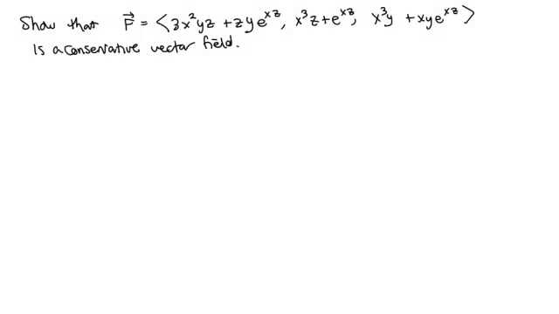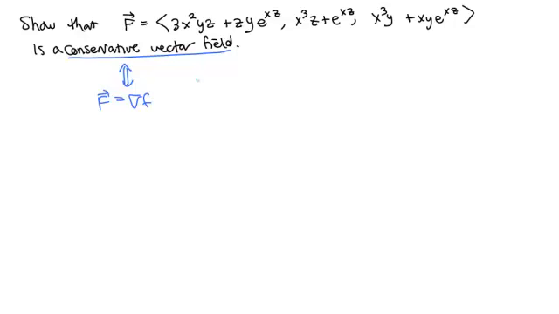Show that the vector field f equals 3x squared yz plus zy e to the x, comma, x cubed z plus e to the xz, comma, x cubed y plus xy e to the xz is a conservative vector field. Now, based on what we had just talked about, being a conservative vector field is the exact same thing as saying that f is a gradient field, that the vector field f has a potential function, little f.